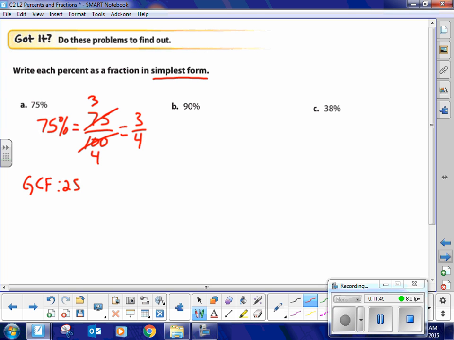Next one, 90%. Again, a percent is a number compared to 100. So all I have to do is take this number and put it over 100.